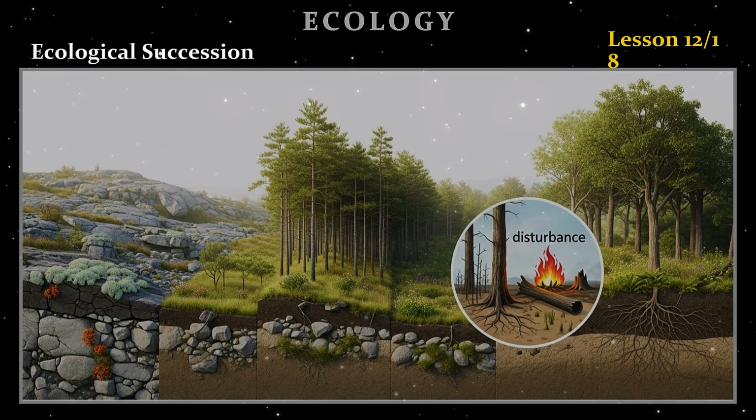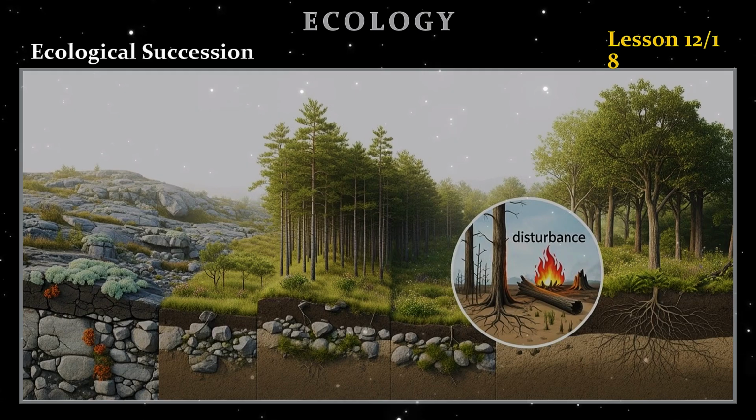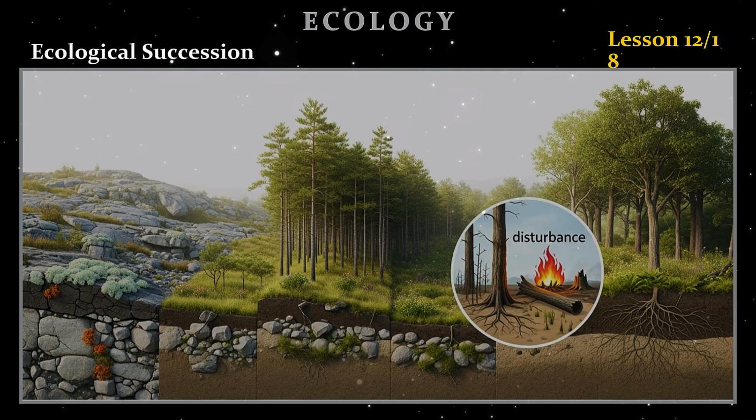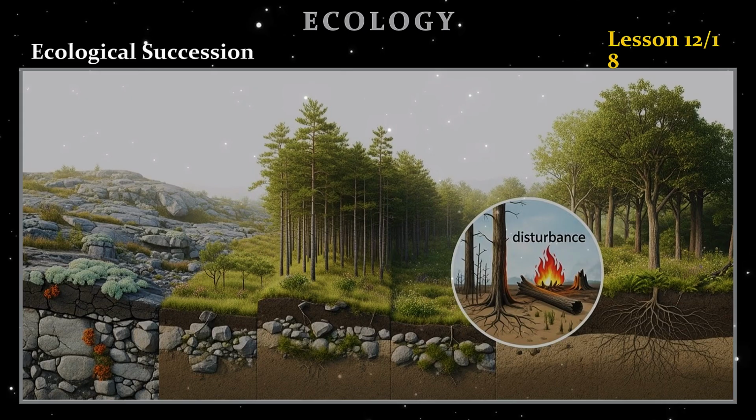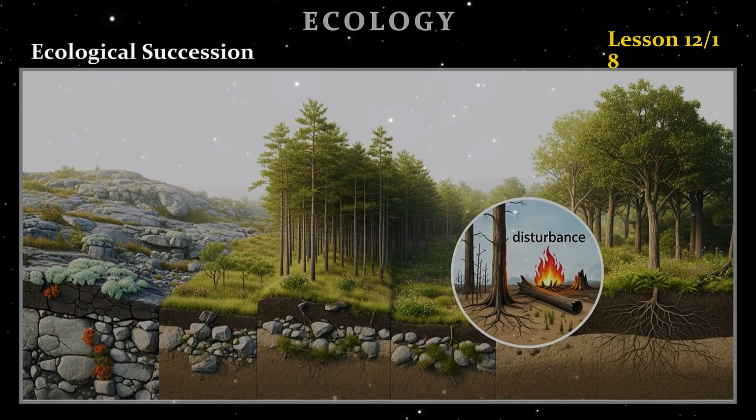We learned that we cannot freeze time. We must manage with the cycle of succession, using tools like prescribed burns to mimic the natural rhythms we interrupted.